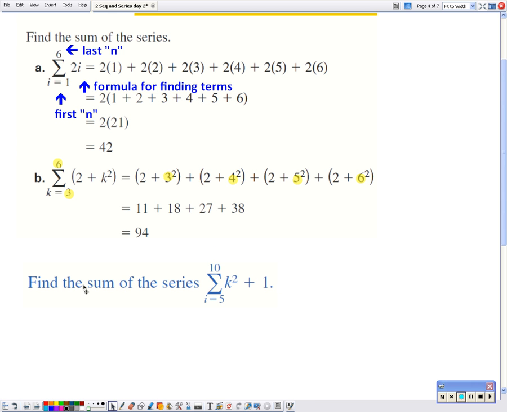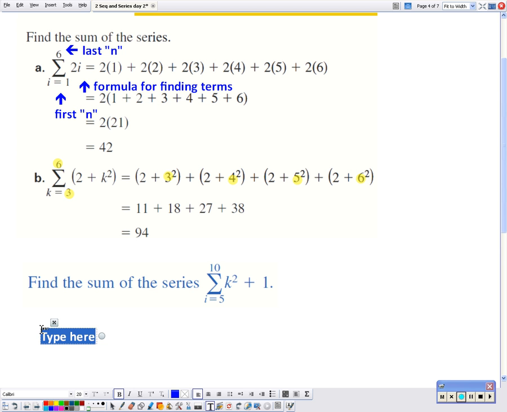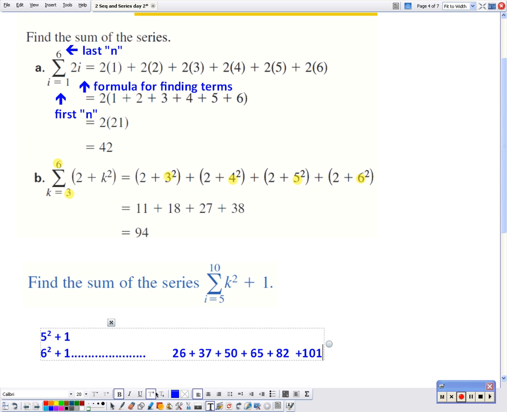Find the sum of the series. So literally, this is actually not so bad to type. I start with 5, and I've got 5 squared plus 1. And then I've got 6 squared plus 1, and so on. So 5 squared plus 1 would be 25 plus 1 is 26, plus 6 squared plus 1, 36 plus 1 is 37, 7 squared plus 1, 49 plus 1 is 50, 8 squared plus 1, 9 squared plus 1, 10 squared plus 1. Grab my calculator.